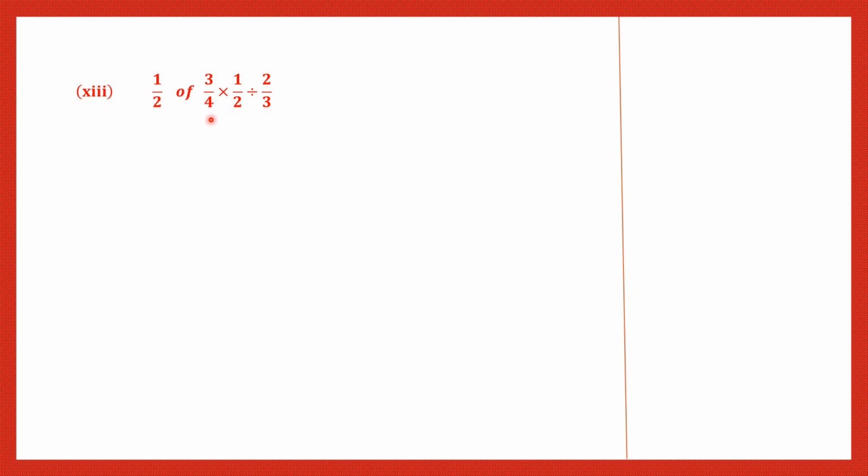Question 13. Here we have of, multiplication and division. So according to BODMAS, we must do of first, then division and then multiplication. So first let's do this portion. 1 by 2 of 3 by 4. This is 1 by 2 of, which is multiplication, and 3 by 4. There's nothing to be cancelled, so we'll multiply the numerators. 1 into 3 is 3 and the denominators 2 fours are 8.